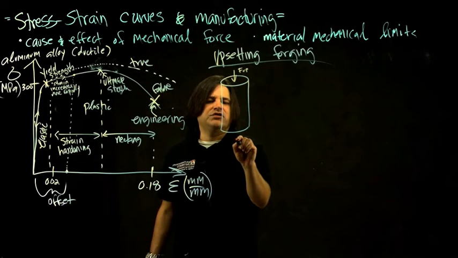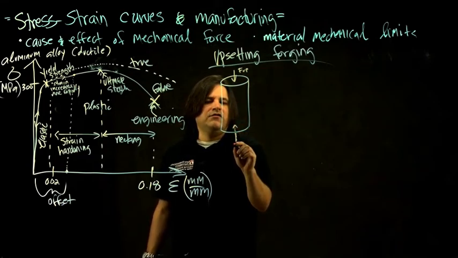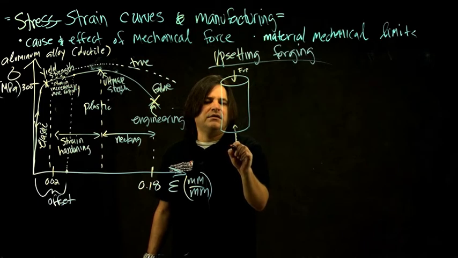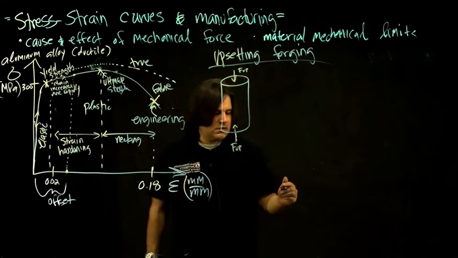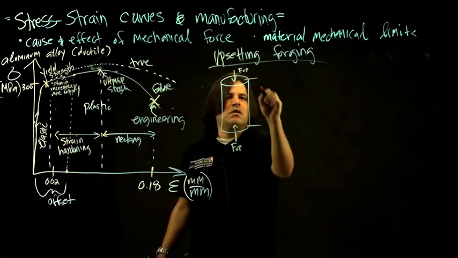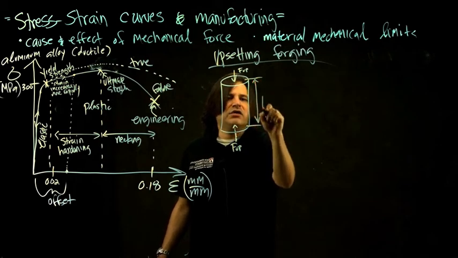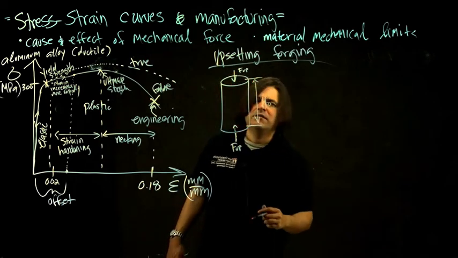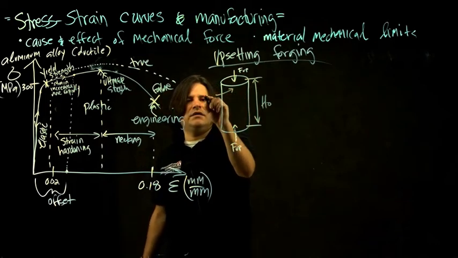And of course there's this reactive force from the die on the other side, equal and opposite of reaction. Then you can quantify this by the height that you start at the beginning of the billet upsetting and the diameter of this billet at the beginning.